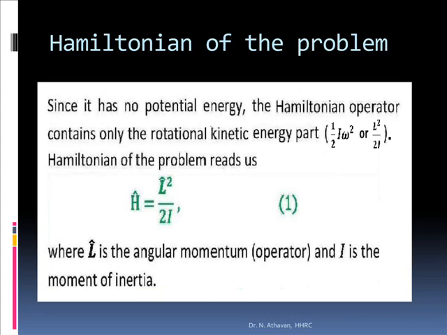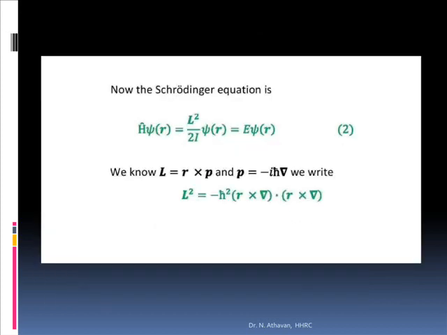The Hamiltonian contains only the rotational kinetic energy part, since there is no potential energy for the system. The rotational kinetic energy can be written as half I omega square, or also as L square by 2I, where L is the angular momentum and I is the moment of inertia. In this case, L is an angular momentum operator. So this is the Hamiltonian. Now immediately we can write the Schrodinger equation as H psi equals L square by 2I into psi, which is equal to E into psi of r, where E is the eigenvalue of the problem.